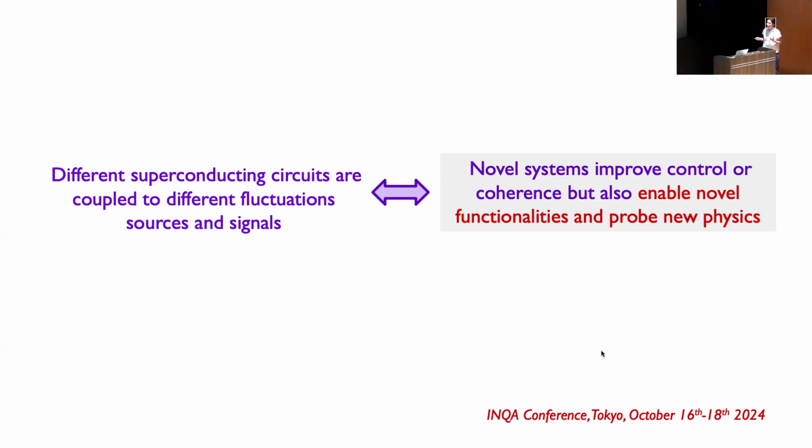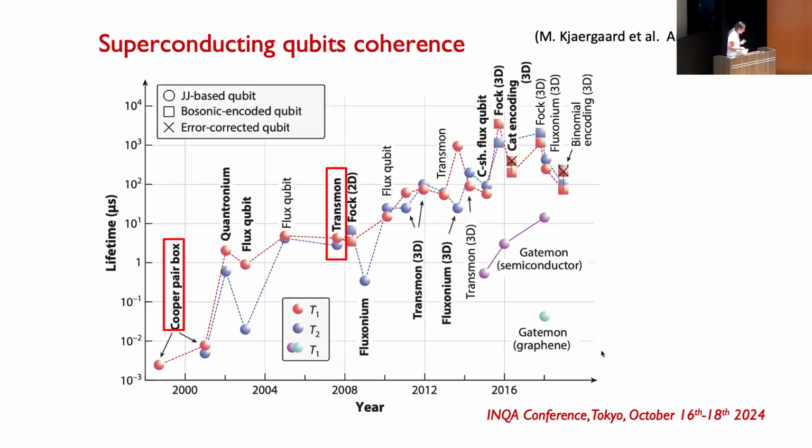So this can, of course, be used to improve control and coherence, but also to enable novel functionalities. And in general, it can be used to probe new physics. This has motivated a lot of work over the years.